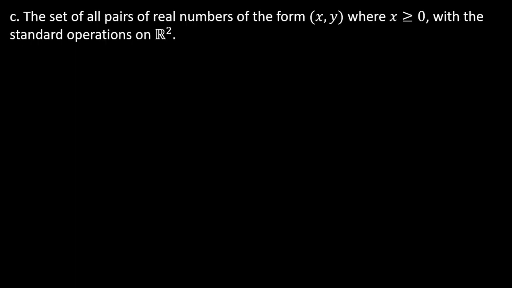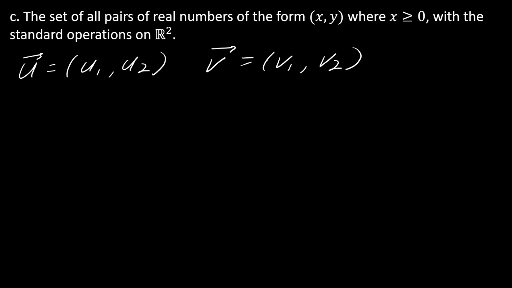Okay, so I want to now move on to just a couple more. This last set is the set of all pairs of real numbers of the form xy, where x is greater than 0, with these standard operations on R2. This is not a vector space, and the reason why is we have this constraint on x. So it's definitely closed under addition. Let's say that my u is u1, u2, and my v is v1 and v2. The thing I know about this is that u1 and v1 have to be greater than or equal to 0. u2 and v2 can be whatever, but I have this one constraint.